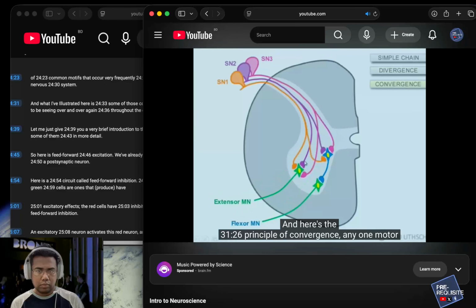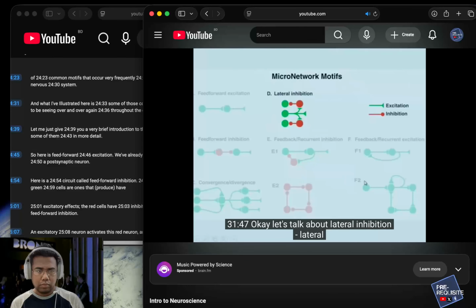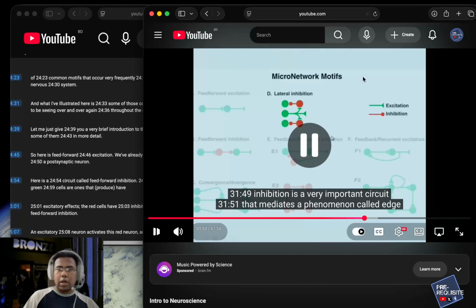And here's the principle of convergence. Any one motor neuron doesn't just receive synaptic connections from a single sensory neuron, it receives synaptic connections from many different sensory neurons. So it's this combination of convergence and divergence that really makes this reflex work. It's not just that one synapse, it's a whole bunch of synapses. Okay, let's talk about lateral inhibition. Lateral inhibition is a very important circuit that mediates a phenomenon.